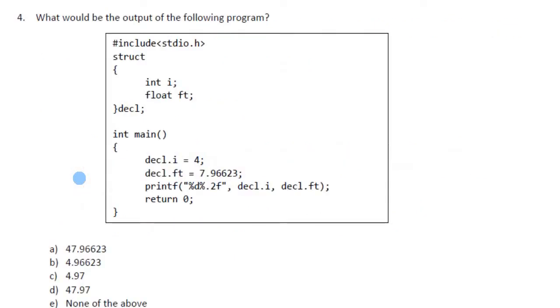In question 4, we have a printout of two numbers. This is a decimal integer value, so this will give me a value of 4. For the floating point value, .2f means 2 decimal places, so 7.96623 will become 7.97. So the answer is 4 7.97.